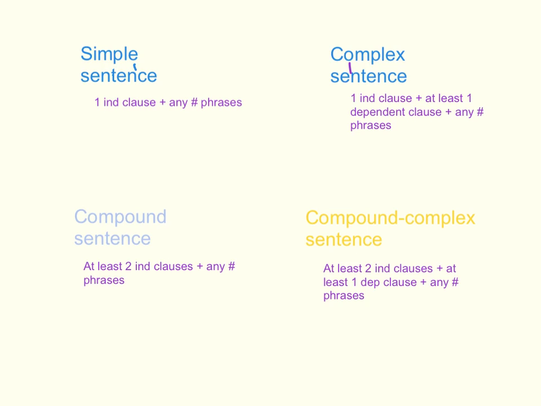A compound complex sentence has at least 2 independent clauses, the compound part, and the complex part, at least 1 dependent clause. It could also have 17 dependent clauses and 17 independent clauses. Once you have at least 1 dependent and 2 of the independent or more, you're in this category, and then it could go on and on, forever. Great. All right, some examples.